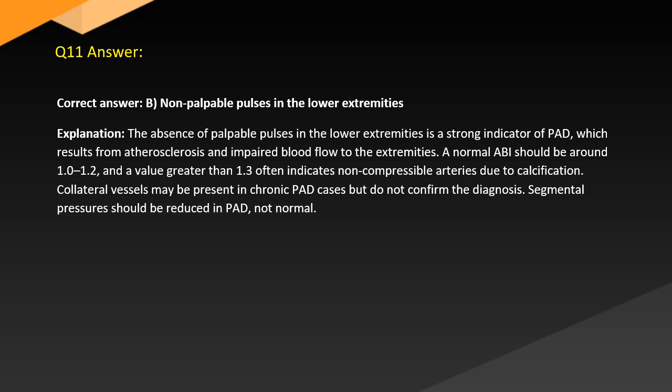Answer. Correct answer: B. Non-palpable pulses in the lower extremities. Explanation. The absence of palpable pulses in the lower extremities is a strong indicator of PAD, which results from atherosclerosis and impaired blood flow to the extremities. A normal ABI should be around 1.0 to 1.2, and a value greater than 1.3 often indicates non-compressible arteries due to calcification. Collateral vessels may be present in PAD cases but do not confirm the diagnosis. Segmental pressures should be reduced in PAD, not normal.